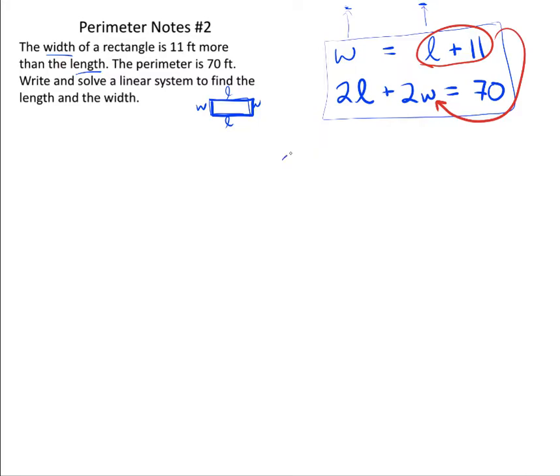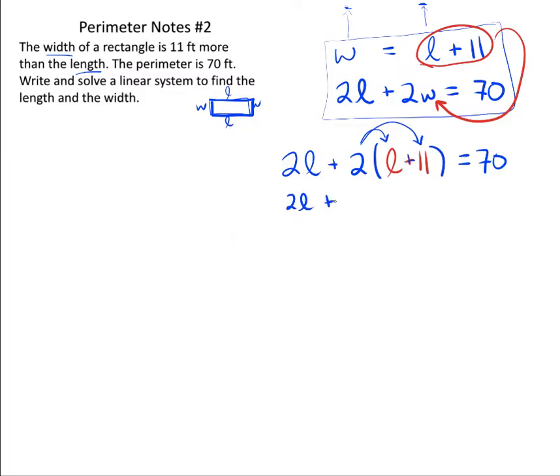So I'll rewrite it. 2L plus 2 be my group, which is the W, equals 70. So bring everything down from that equation, and then we're going to substitute that L plus 11 in to that W spot. Now this is distributive property because we have 2 times L and 2 times 11 because we've got this plus number or add or subtract in between. That makes it that distributive property.